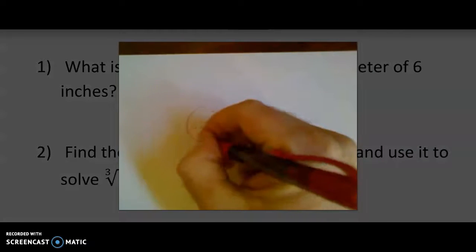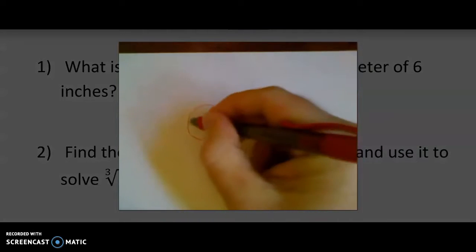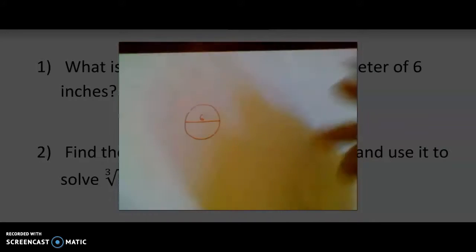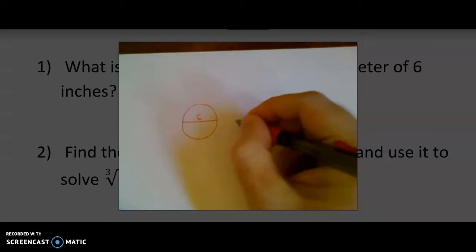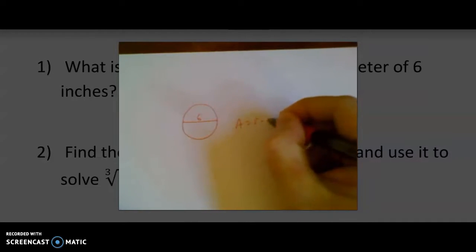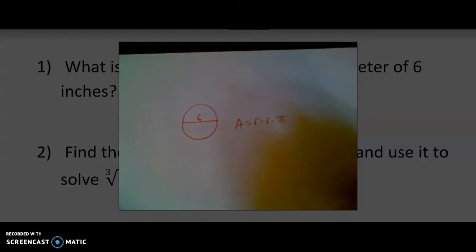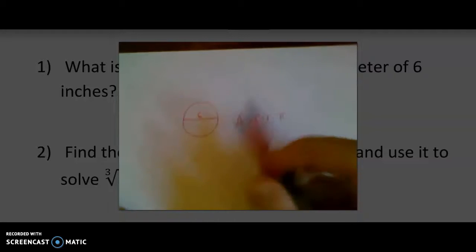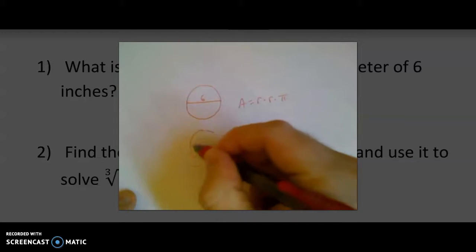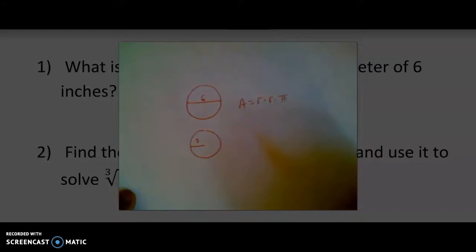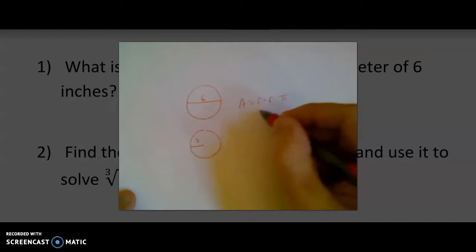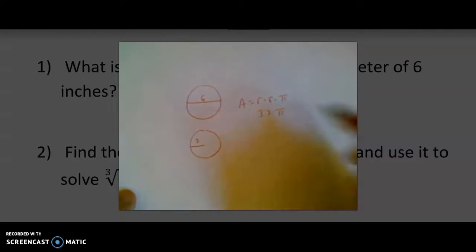So draw a circle. Diameter refers to the distance all the way across, which is, as I said, 6 inches. The formula for the area of a circle, if you recall, which hopefully you do, is area equals radius times radius times pi. So if I know the diameter, I still need to get the radius. And the radius refers to half the distance across the circle. So in this case, it's going to be 3 times 3, and then times pi.